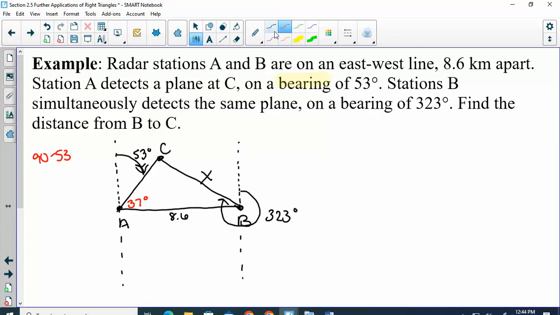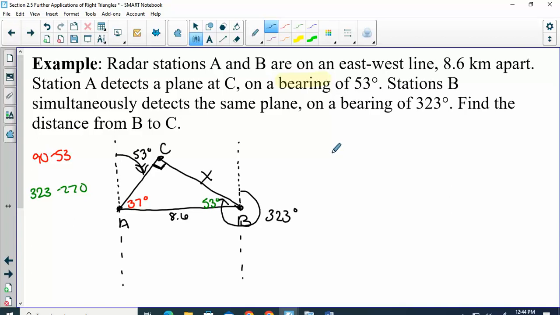Okay, let's look at this one over here. If you go from here to here, that's 180, and another 90, so this would be 270. So we could do 323 minus 270 to get the angle in our triangle. Okay, so those add up to 90, which means this is in fact the right triangle.